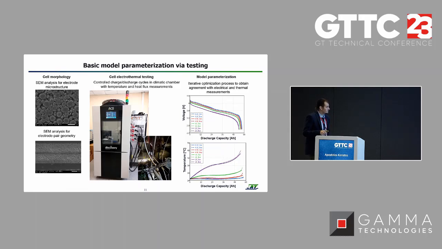Now, to begin our investigations, the first thing to do is to have a calibrated basic model, which means that we need accurate information for electrode microstructure and electrode pair geometry, which we obtain thanks to SEM analysis. We need measurement data in order to calibrate our models, which we obtain with cell electrothermal testing. And finally, we follow an iterative optimization process in order to fit simulations with measurements regarding both voltage and temperature.